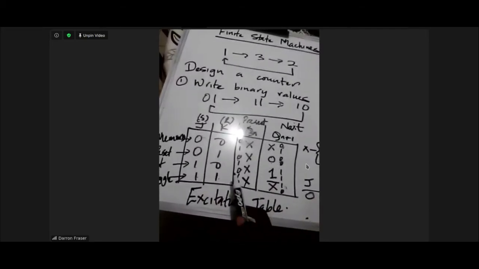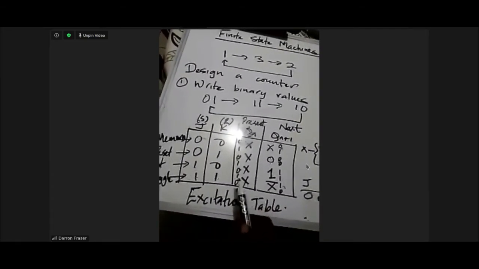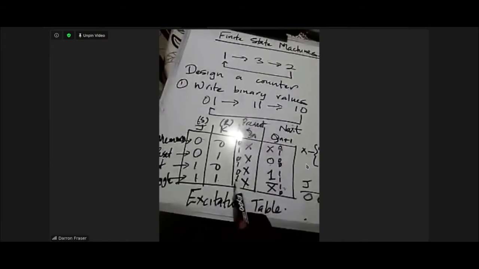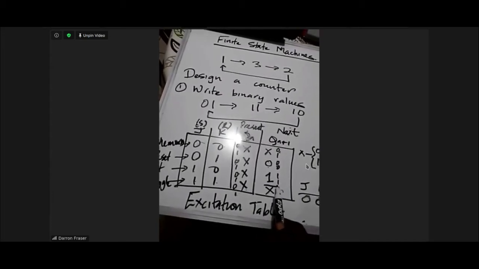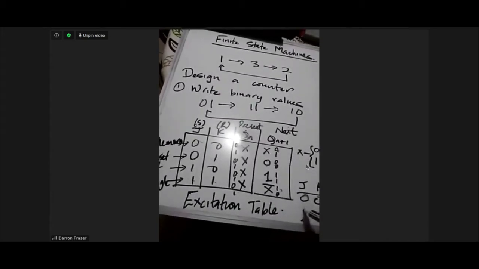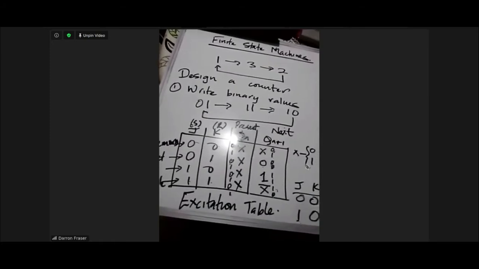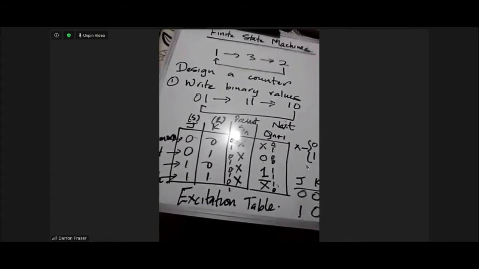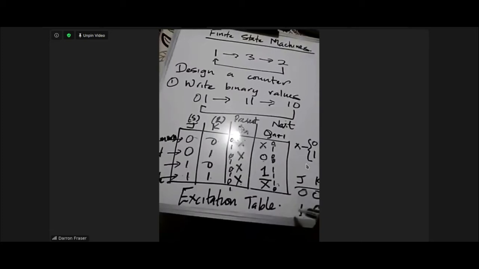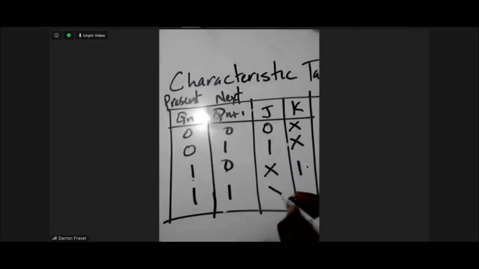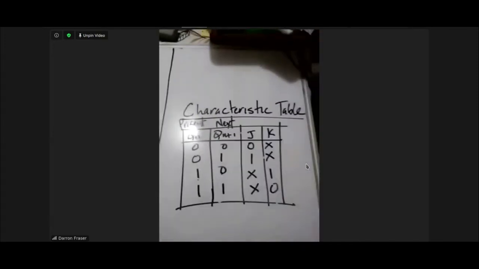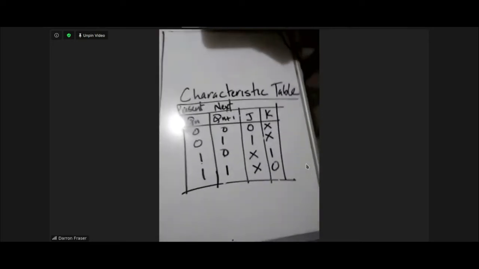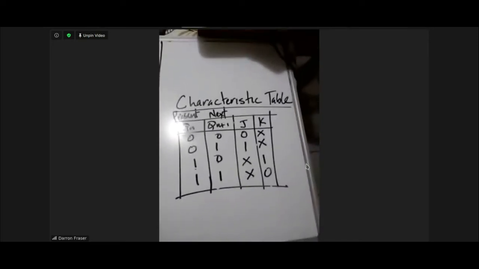Find the next one. Presently at 1, the next state is 0. So this is here, where we have J is 1 and K is 0. K is 0 and J is 1 here. Like we said, by the symmetry of the table, we would expect that. So this characteristic table is our starting point for the problem.